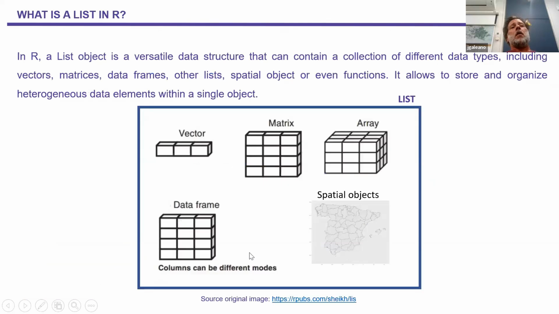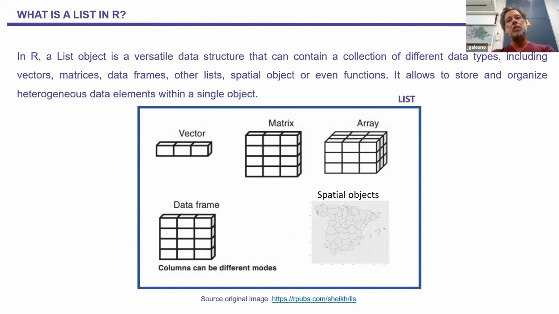Okay. Basically, a list object, you told me you are familiar, is this versatile data structure that can contain a collection of elements of a different type. In R, we are familiar that we have numeric vectors, so all elements of that vector will be numbers. We have character vectors, which means all elements of that vector will be characters. And then we have more complex data objects like data frames or spatial objects.